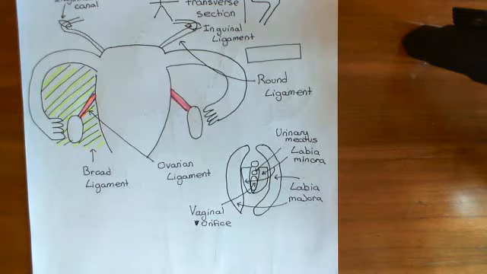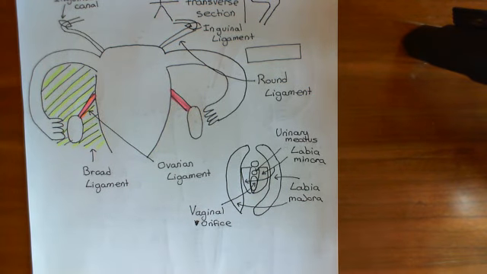So we will take a break here, and then in the next video we'll talk about the third most common place for it to occur, which is in the rectovaginal septum.